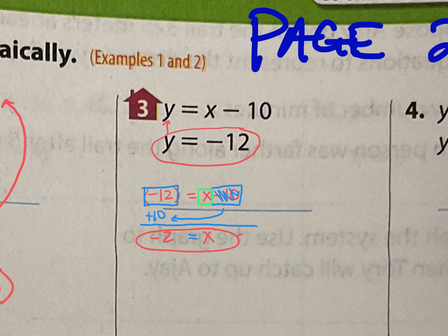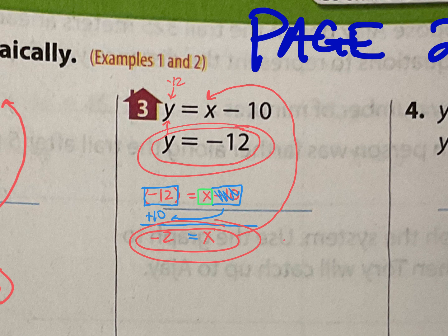And if I wanted to check that, even though it works, if I plugged in my -2 right there, -2 minus 10 is -12. So yeah, it works. And the way I write the answer, I don't write this like this where I say it 2 different times where x is -2 and y is -12. I write it as a coordinate, and I always put my x answer first, so -2, comma, -12.